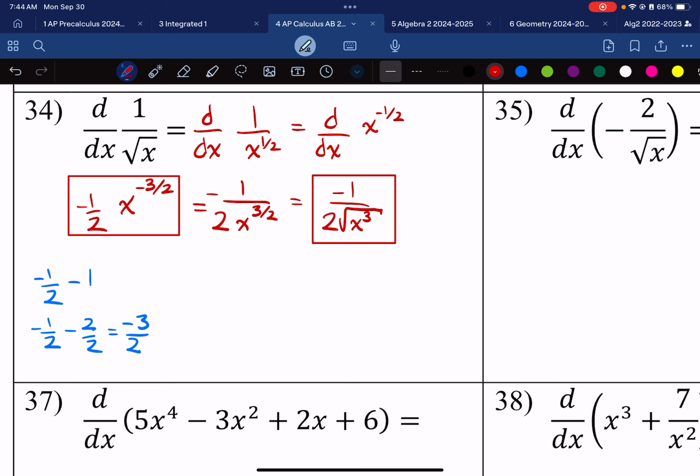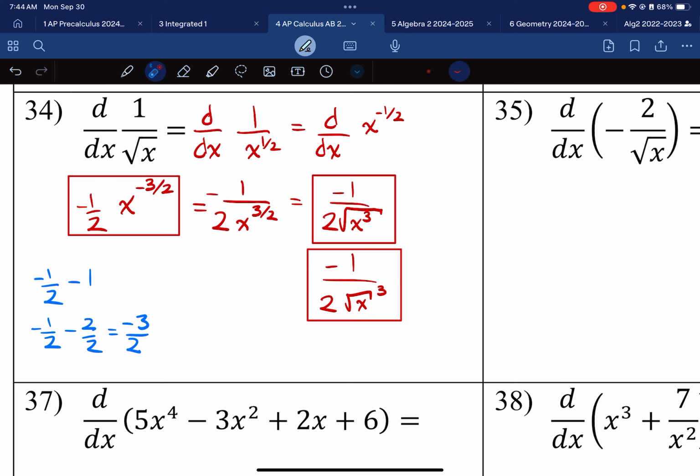It doesn't matter. Let me show you another equivalent form. This is negative 1 over 2 square root of x to the power of 3. These are all equivalent forms. These are the two most likely to show up on an AP test. Usually they like putting it inside the radical, but it doesn't really matter. They're the same form, right?